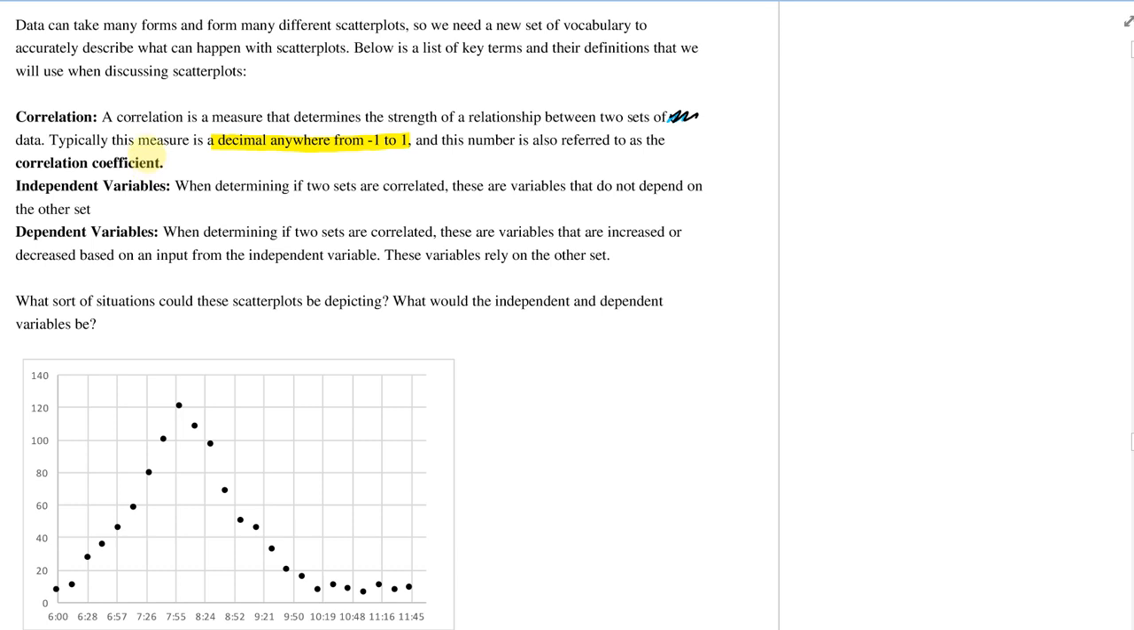Now, when you're talking about correlation, you also have what's known as an independent variable and a dependent variable. So, independent variables, when determining if two sets are correlated, are variables that do not depend on the other set.